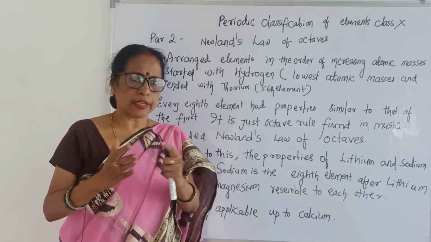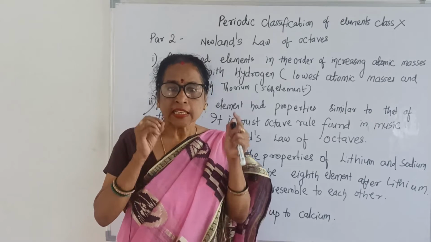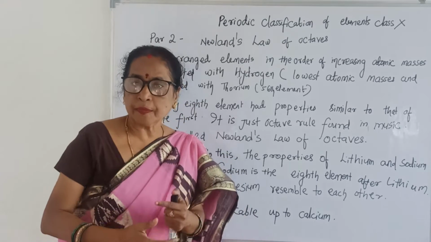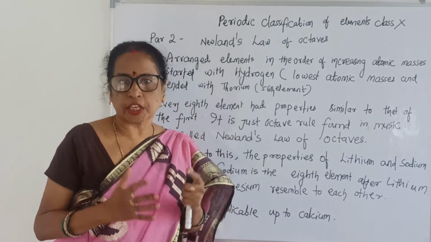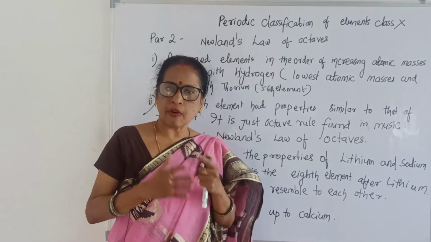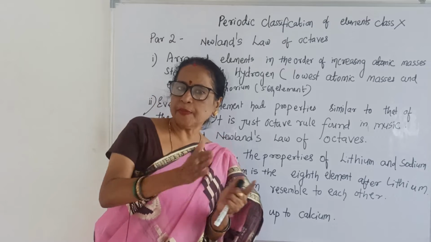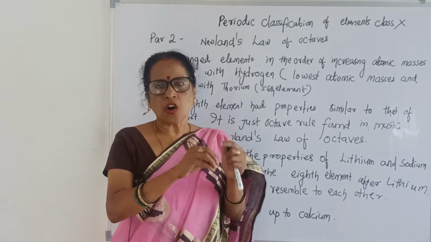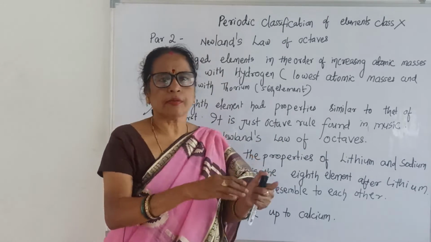Then what is the law of octaves? What is meant by octave? Eight. That means after 8, there is an element which is similar in nature, just like the octave of music. In the octave of music, you find after 8 the tune is the same, similar to the 1st. That is why, according to the music law of octave, this is called Newland's law of octaves.